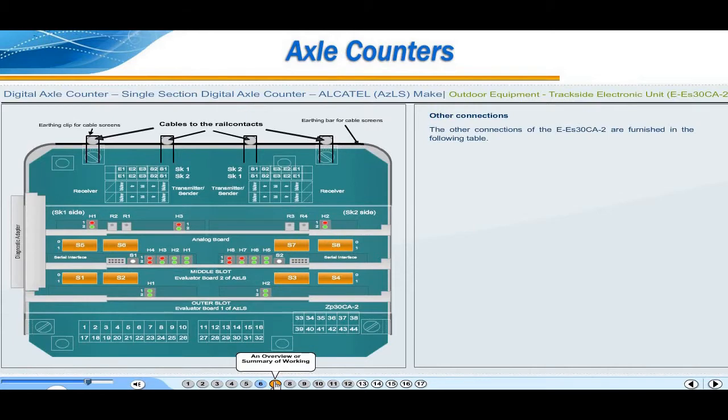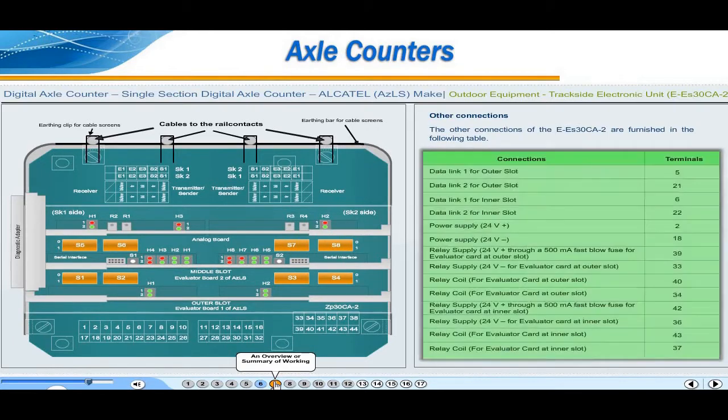The other connections of the EES30CA2 are furnished in the following table. Data link 1 and 2 of outer slot are connected to terminals 5 and 21 respectively. Data link 1 and 2 of inner slot are connected to terminals 6 and 22 respectively. 24-volt power supply positive and negative are connected to terminals 2 and 18 respectively.